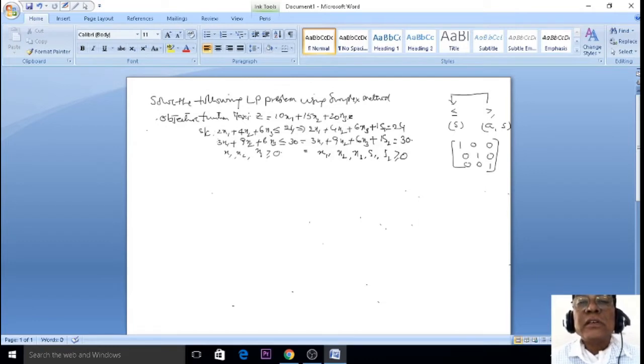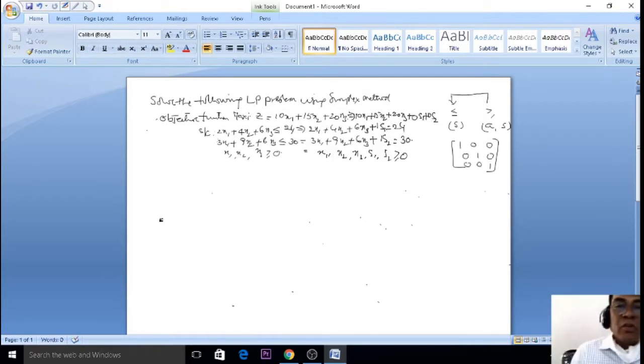Now, how to convert the objective function? This is a very important point. The objective function Z = 10x1 + 15x2 + 20x3, and because we introduced only two slack variables, + 0s1 + 0s2. Finish. Once we convert the inequalities to equations, the next step is to enter the coefficient values in the simplex table.